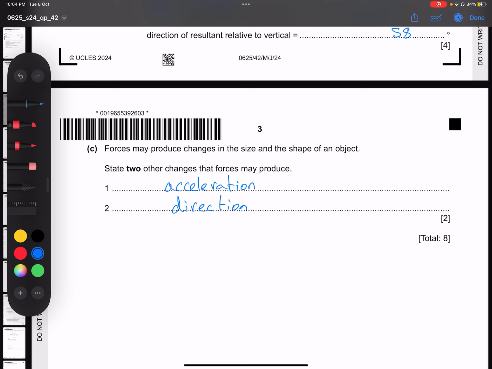Other things that can be changed include the speed and the velocity, because when there is an acceleration, inevitably the speed and the velocity of the actual object might also change.